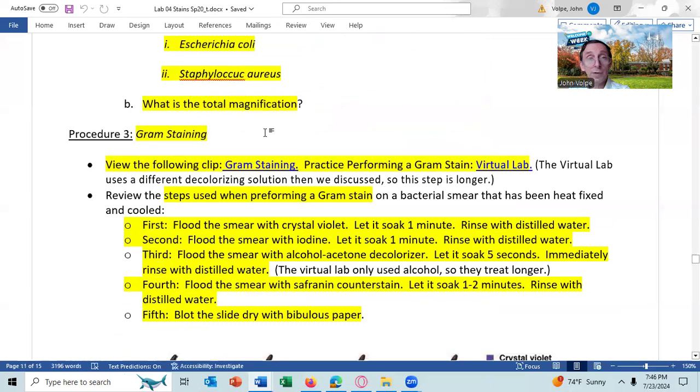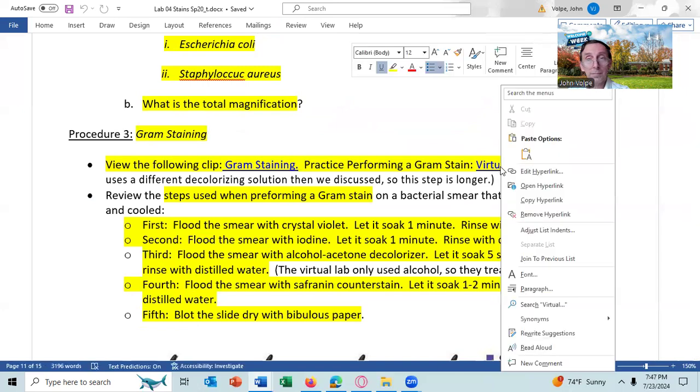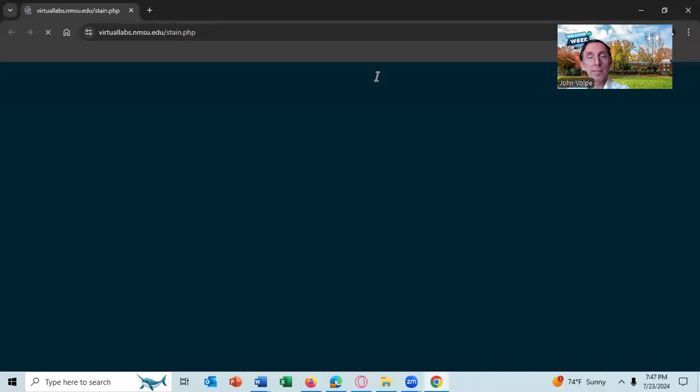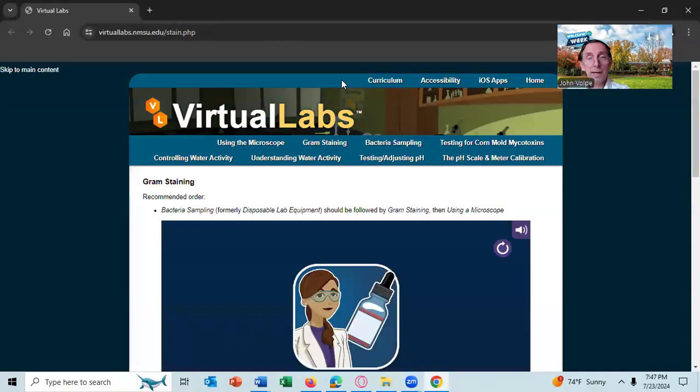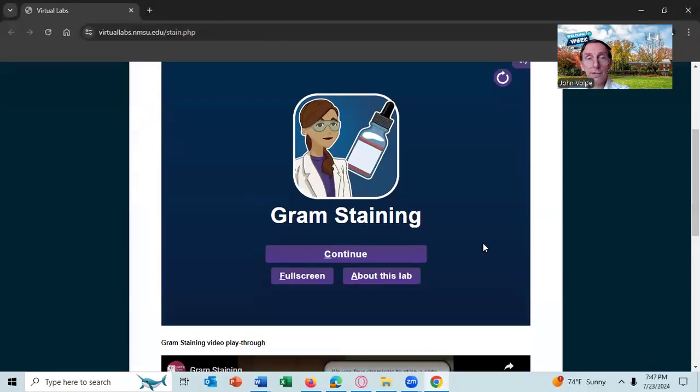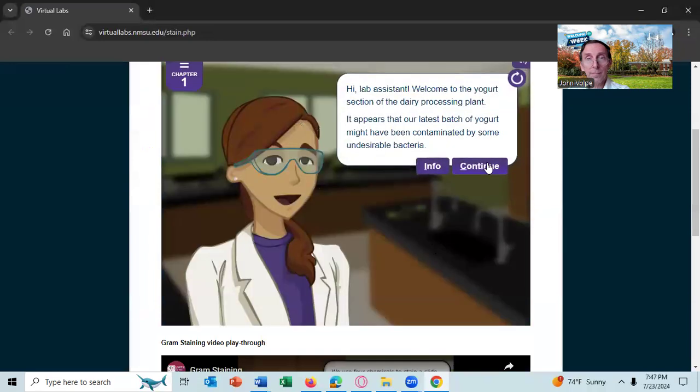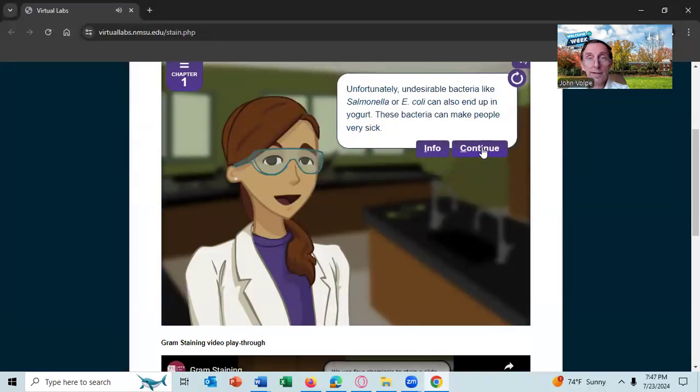In procedure 3, we're going to go with the gram stain. We have a video clip of doing a gram stain, and we have a virtual lab on doing the gram stain. Let me briefly open the virtual lab. It may take a little while to download. I'm going to quickly go forward because I want to show you something.